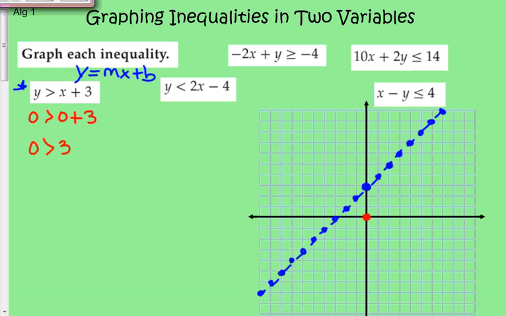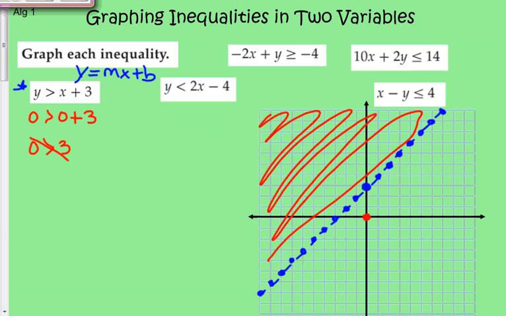And if it's not true, you shade the side that does not have 0, 0 in it, which would be this side. Every dot that's in this section of the graph is a solution to that inequality. Any dot below it is not a solution. It would not make it true. So we shade above it.